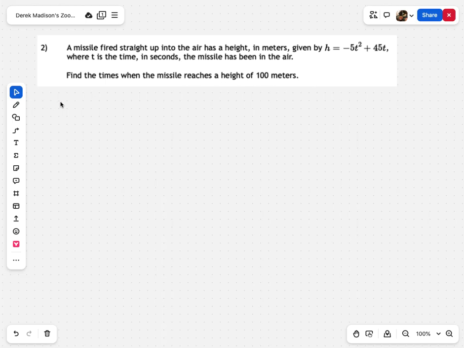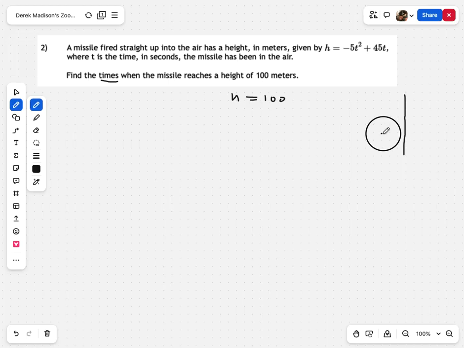So what they're giving me there is, the height equals 100. So I know this side of the equation. It says the times the missile reaches 100, so it makes sense that there would be more than one. If we think of firing this thing up into the air, it's going to pass through 100 on the way up, it's going to peak, and then it's going to pass through 100 again on the way down. So it's asking, what are these two times when that occurs?